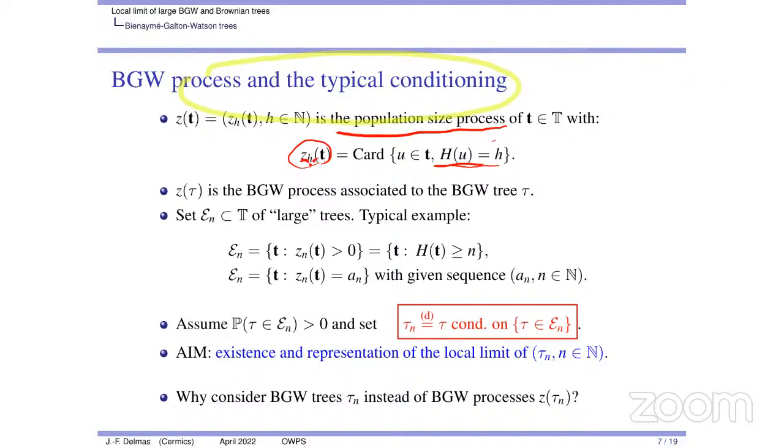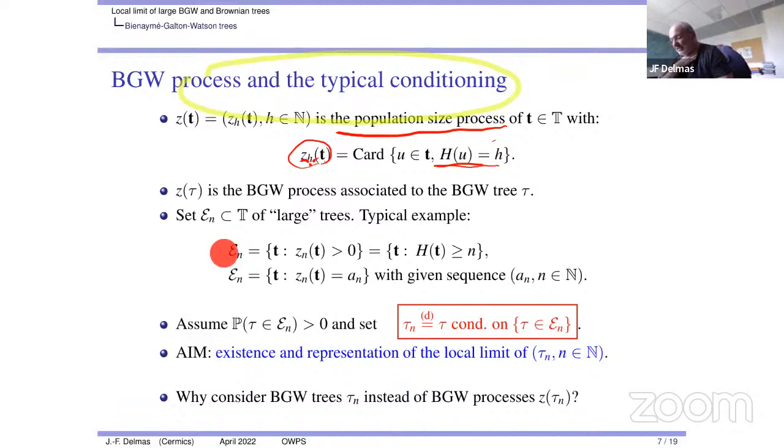And for examples of large trees, we will see many examples. One of them is, for example, to ask the tree to be alive at level n, which is exactly to assume that its height H is larger than n. Or we can also ask for the size of the population at generation n to be equal to a given number, say a_n, and then we consider a sequence a_n. We shall assume in what follows that the probability for the Galton-Watson tree to belong to this set E_n is strictly positive.